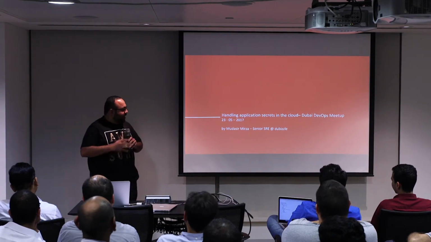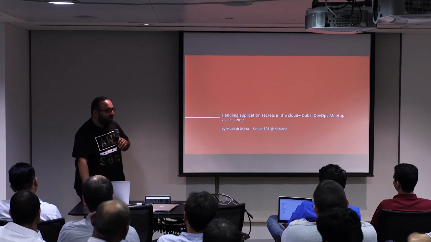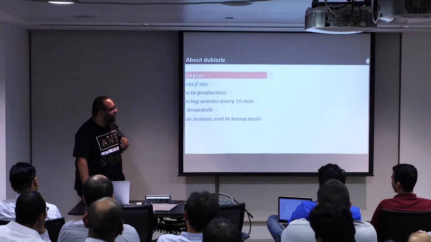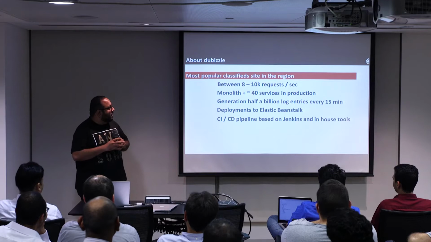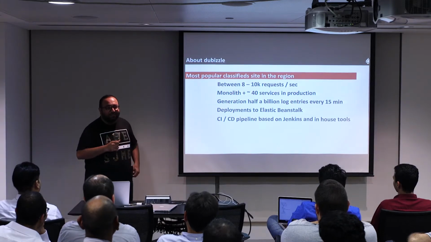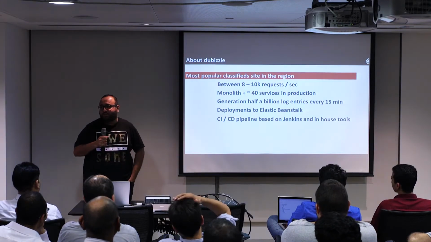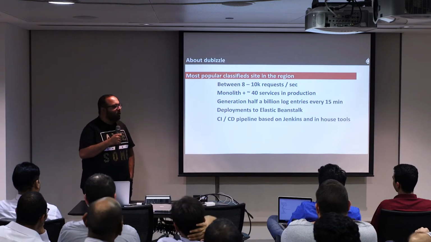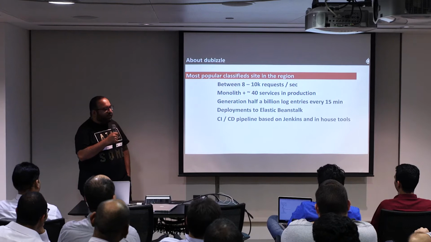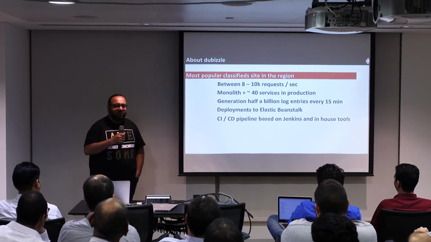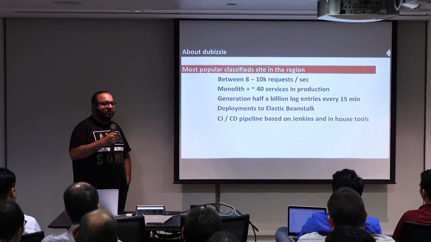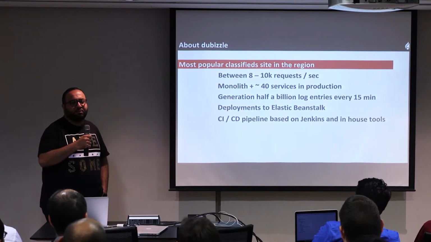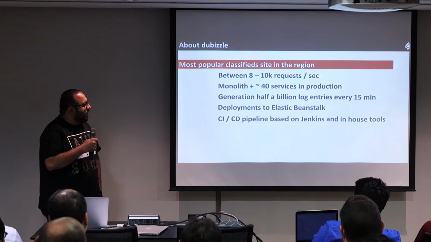So yeah, today we'll see how we can perform secret handling in different cloud native applications. First thing, a bit about Dubizzle. I think most of us know that Dubizzle has been here for almost 10, 12 years now. On average, we have around 8 to 10,000 requests per second, but in peak times, I've seen it going up to 20,000 as well, but that's over the weekend sometimes.